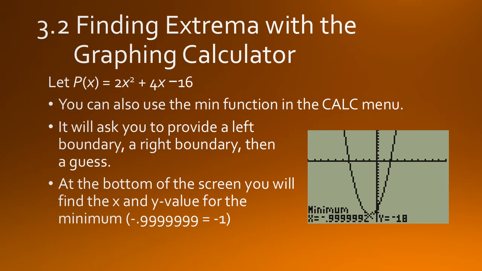Now here, the x value says -0.99999. That's -1. Sometimes the way the algorithm works, it gives you something like that when it really should be -1. Just recognize that that's what that is, and notice the y is -18.